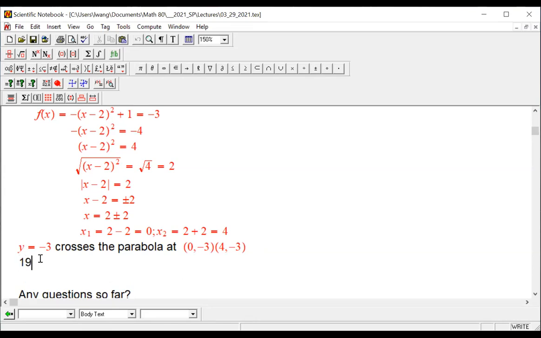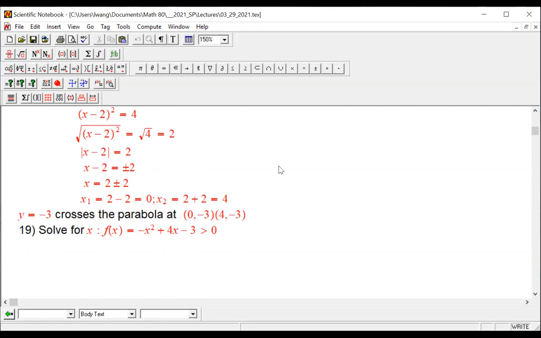Okay, 19. 19 says solve for x, right? Where f of x equals negative x squared plus 4x minus 3, we want that to be greater than 0. What does this mean? Do we still remember? Do we know what to do?